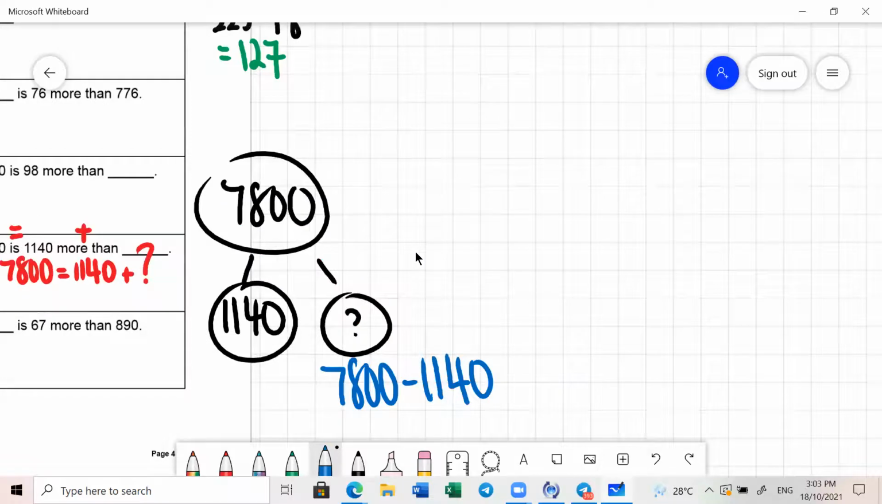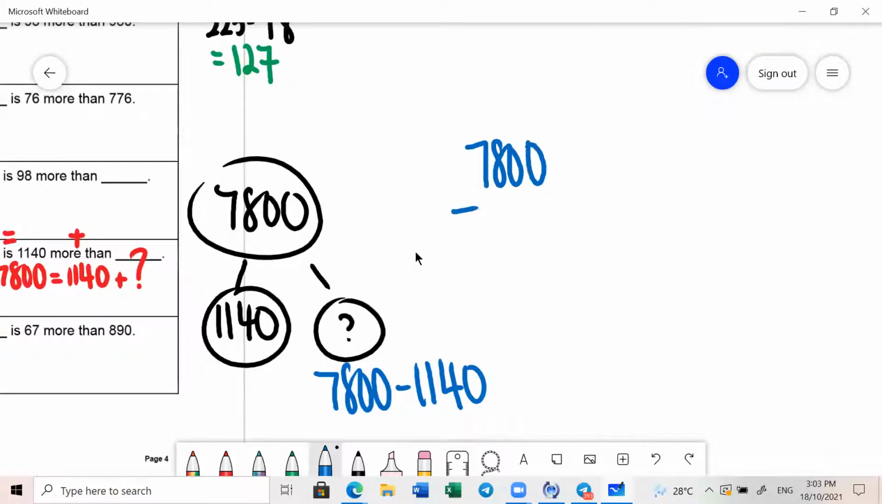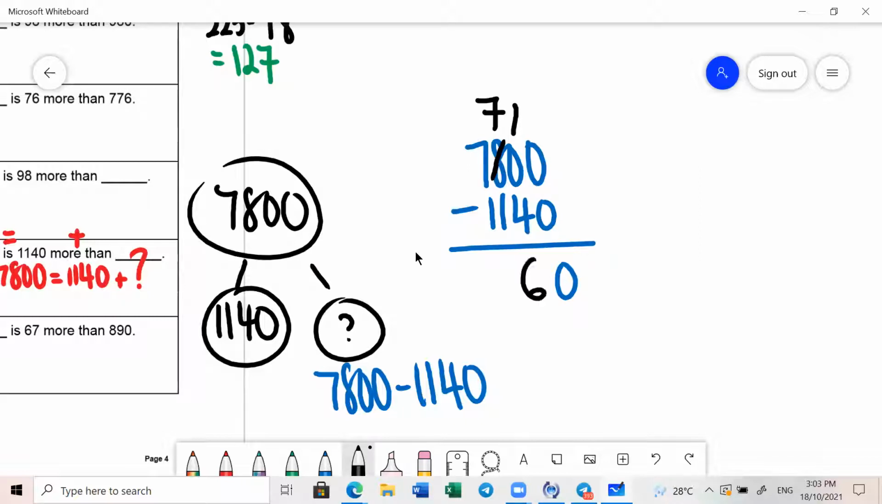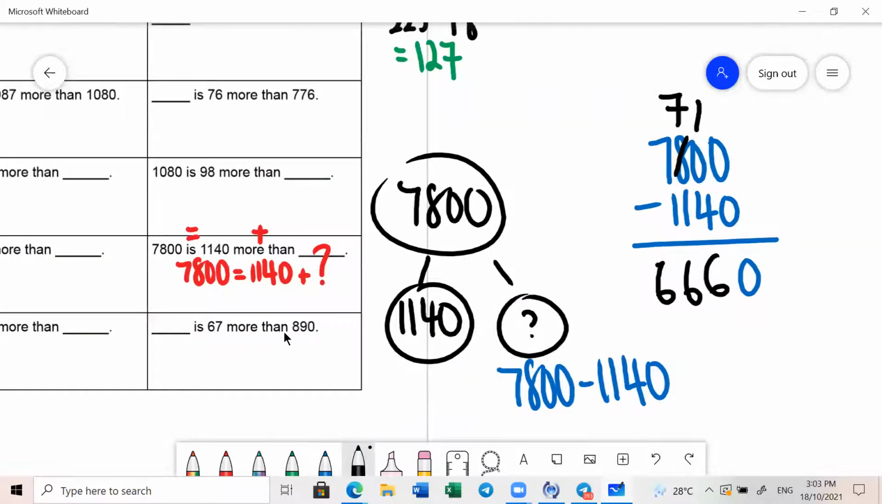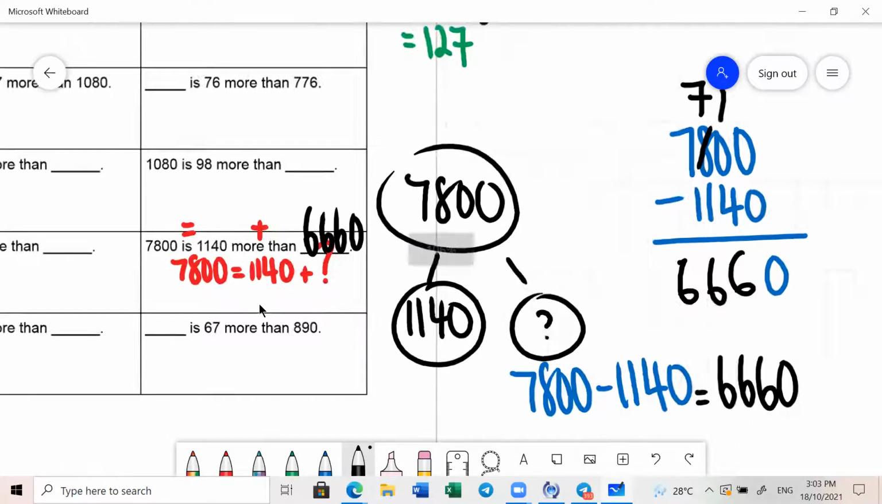So I want to use the subtraction column. 0, I borrow from my neighbor. Neighbor 8, can you lend me 1? Neighbor 8 says, sure, I will lend you 1. Therefore, 10 minus 4 is 6. 7 minus 1 is 6. 7 minus 1 is 6. What would you get? You get 6,660. So you can write over here. That's all you need to do.